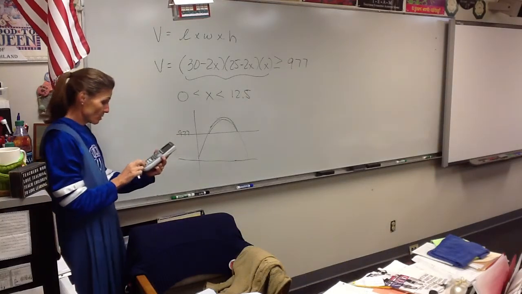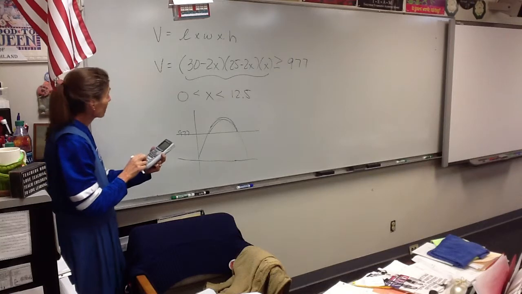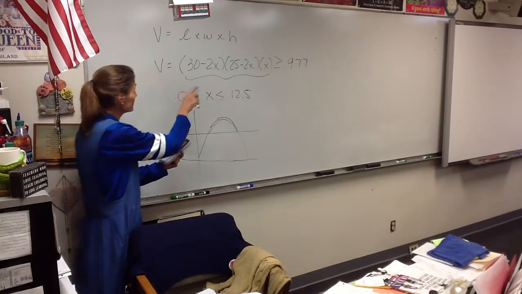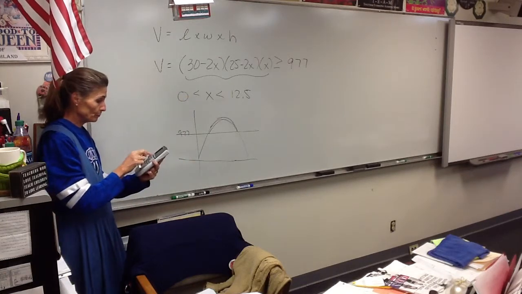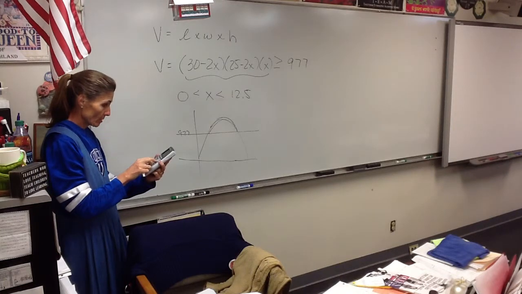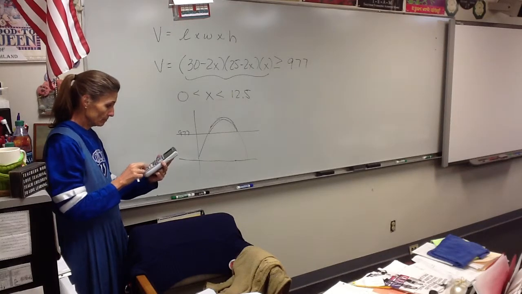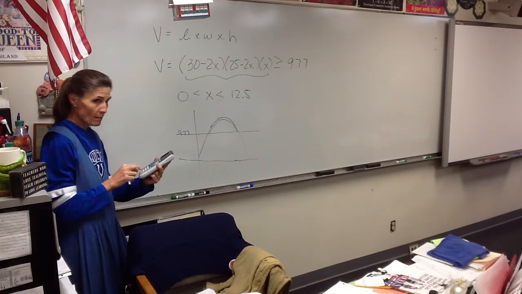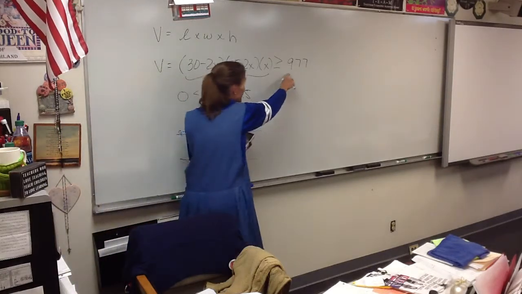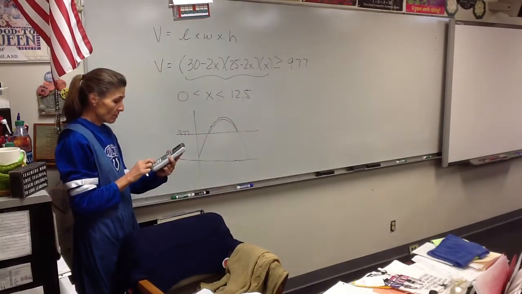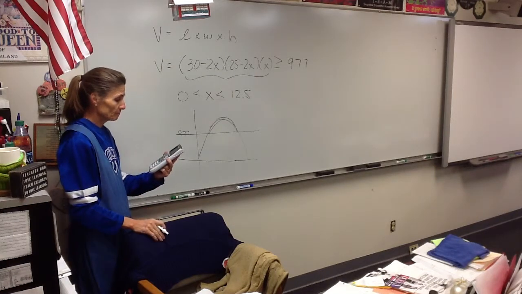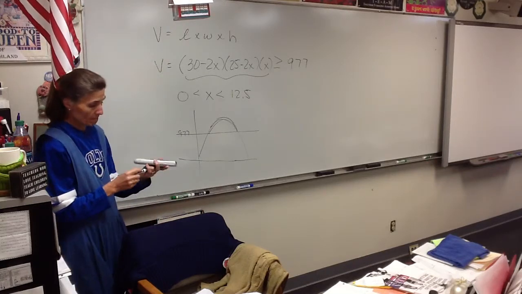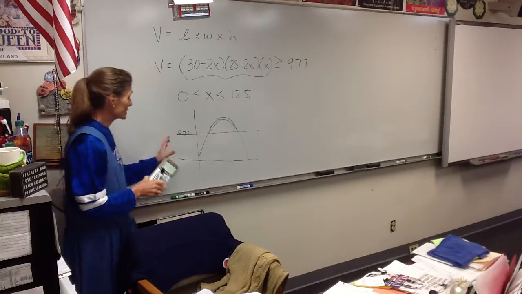So put in your volume equation, and put in 977 as a separate equation. Put in your window. What should y min be? 0. What should y max be? We don't know, but it's got to be bigger than 977, right? I'm going to go ahead and put 1500 in and see what happens. 1500 works nicely. Did you get something that looked like this?